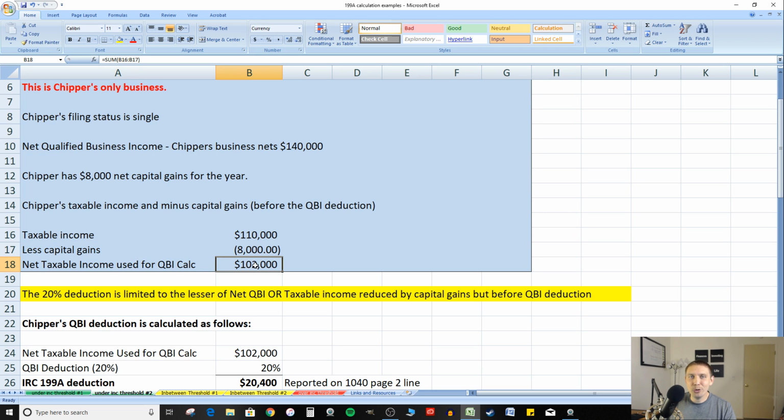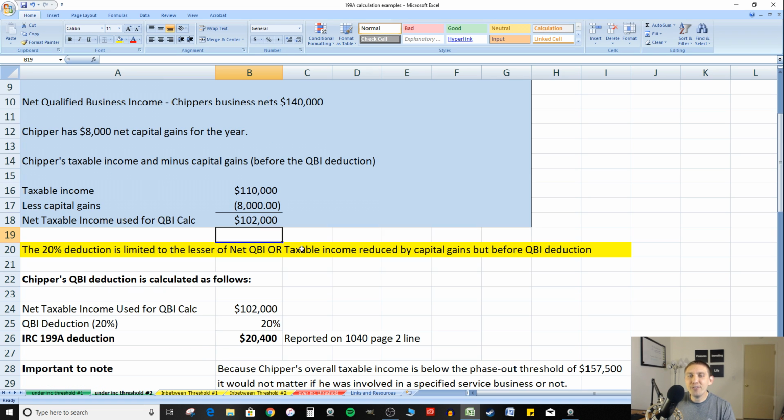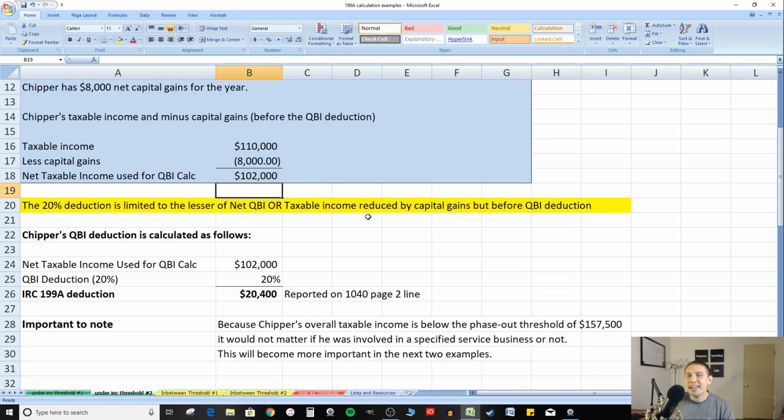So it's just the same rules once again. To do the calculation, you take the lesser of your qualified business income, 140, or your taxable income after it's reduced for capital gains, which is $102,000. So same process. Once we reduce his taxable income by his net capital gains, this is the number we use, $102,000, because it's lower than the $140,000.